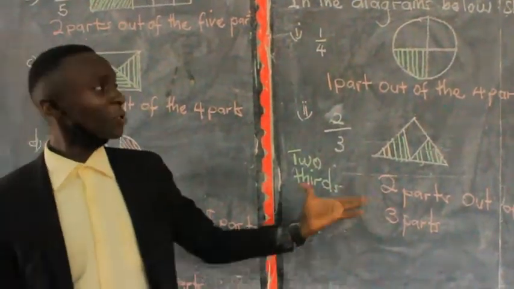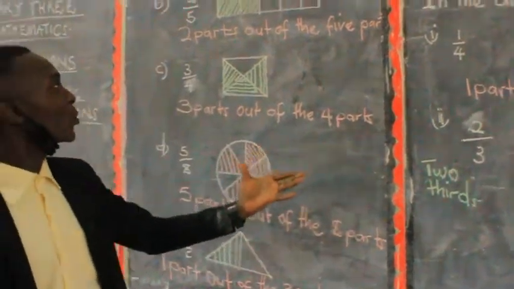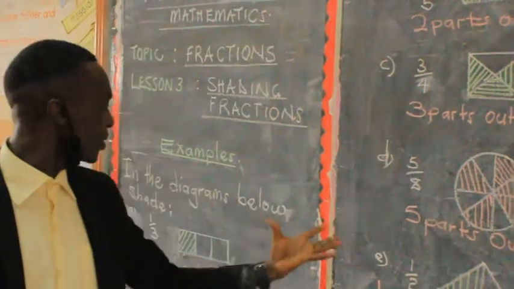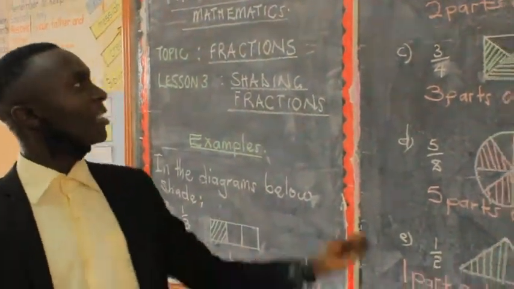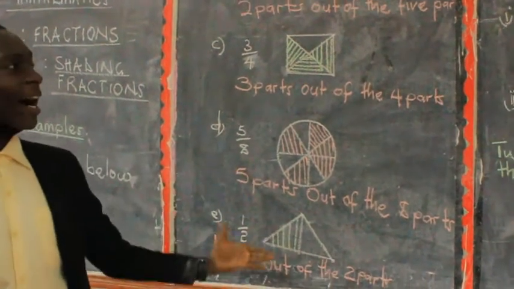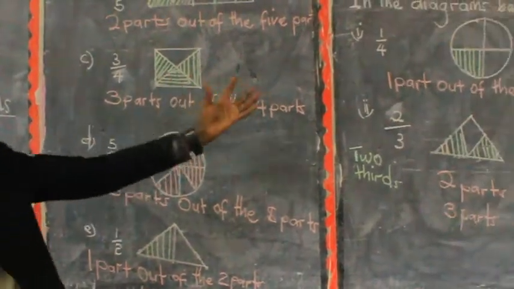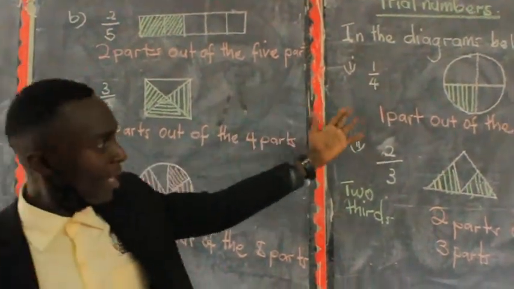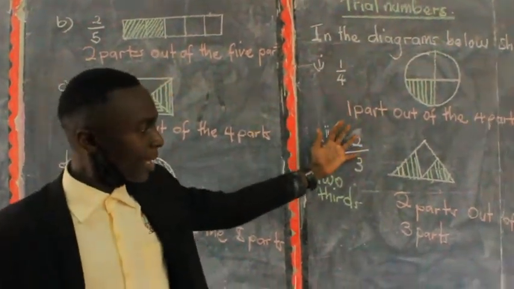My dear pupils, today we have learned about shading fractions, and we have looked at different fractions. That is a third, 2/5, 3 out of 4, 5 out of 8, a half, and others. I have also given you the trial numbers. We did these trial numbers together.